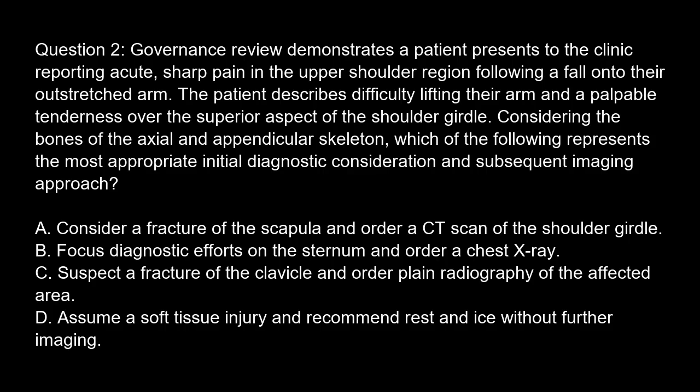and subsequent imaging approach? Option A. Consider a fracture of the scapula and order a CT scan of the shoulder girdle. Option B. Focus diagnostic efforts on the sternum and order a chest X-ray. Option C. Suspect a fracture of the clavicle and order plain radiography of the affected area. Option D. Assume a soft tissue injury and recommend rest and ice without further imaging.